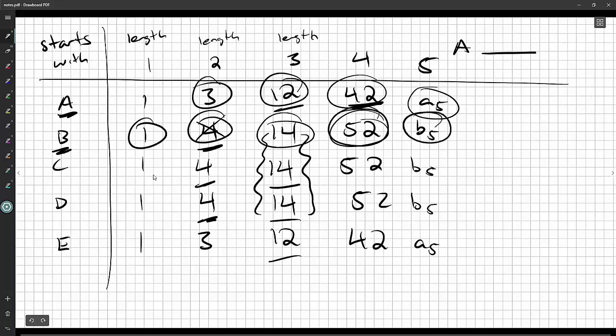Now how about the next B? How did we get this 52? If my word starts with a B, it's B followed by a smaller word that starts with anything but B. So it starts with an A or an E. So that's 2 copies of this sort of AN number. And then starts with a C or a D. So 2 copies of BN.